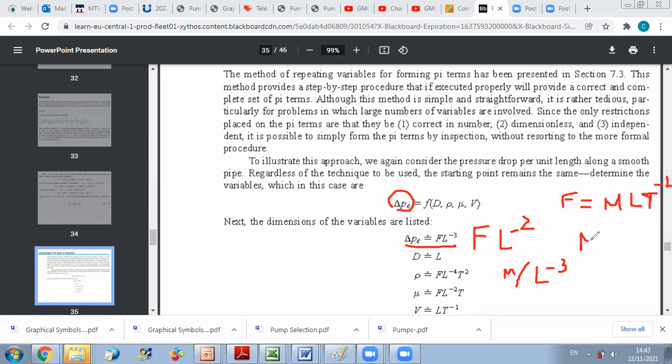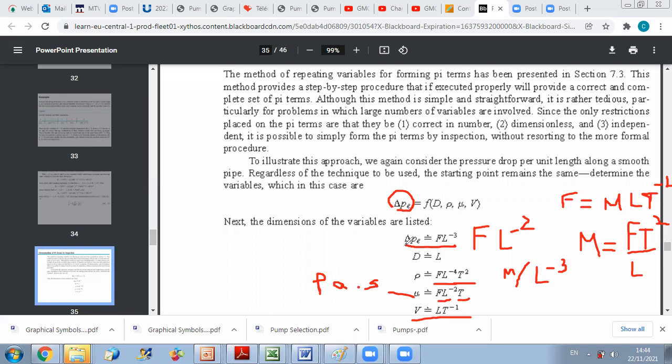So I can replace M by F times T squared over L. If I do this in this expression, I will get that density is FL minus 4 T2. Okay. And viscosity, I also know it in MLT, and we can convert it, or you can directly know that viscosity, if you remember, is Pascal second. So you can get it in the FLT system because Pascal is FL minus 2 and time is T. And finally the velocity is LT minus 1.